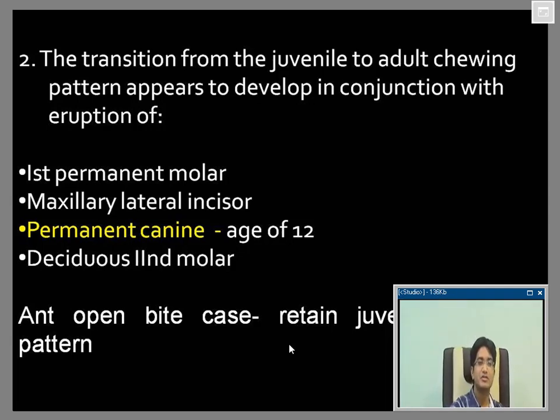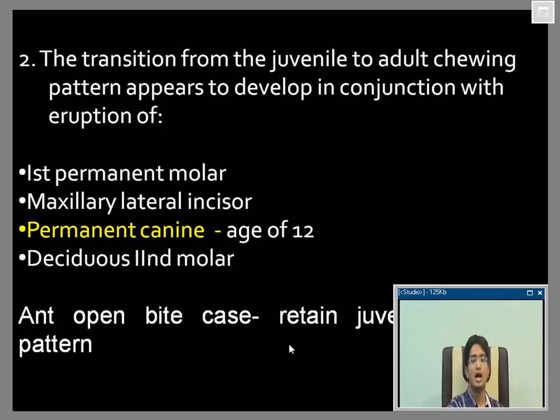The second question was, the transition from juvenile to adult chewing pattern appears to develop in conjunction with eruption of. The answer is marked here as canine. It's a chewing pattern, okay, it is not a swallowing pattern. It is not the retained infantile swallow. It is a chewing pattern. The question should be read properly.